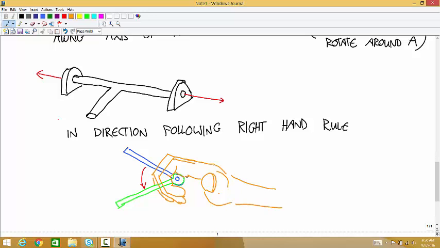Okay, so if the moment's making it rotate this way, then your fingers curl with that rotation. Your thumb points out of the page, and so the direction of the moment is out of the page. Yep. Where would the vector F be in this case?